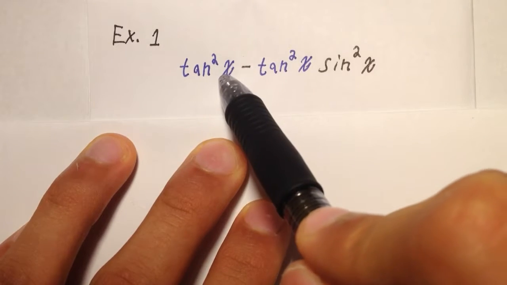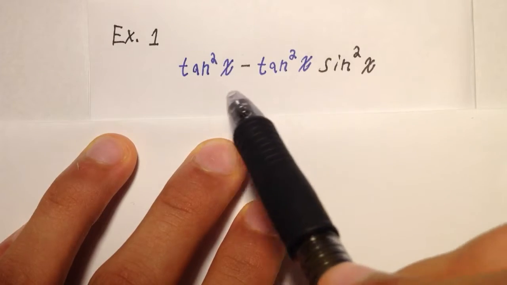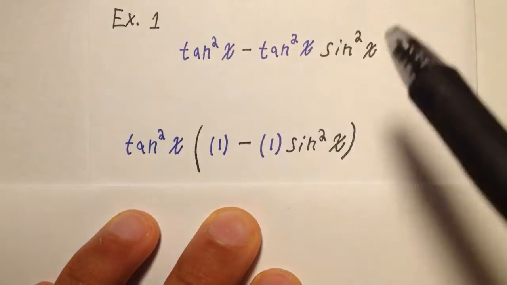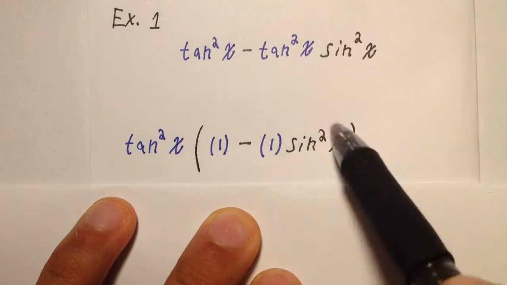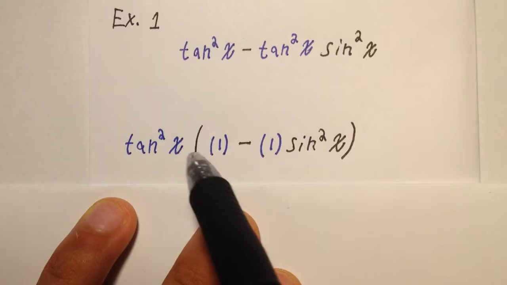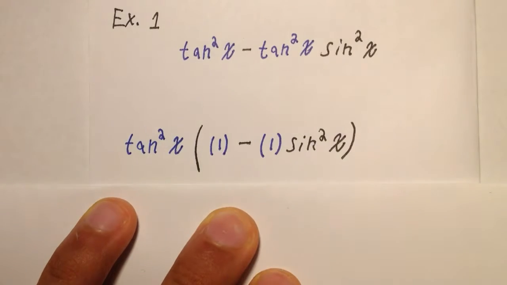So I have a tangent squared here and a tangent squared here connected to the sine squared. So all I'm going to do is factor out a tangent squared. I'm going to do that here as shown. Tangent squared factored out here where 1 would be, right? And I get tangent squared times 1 minus sine squared. Well, 1 minus sine squared.